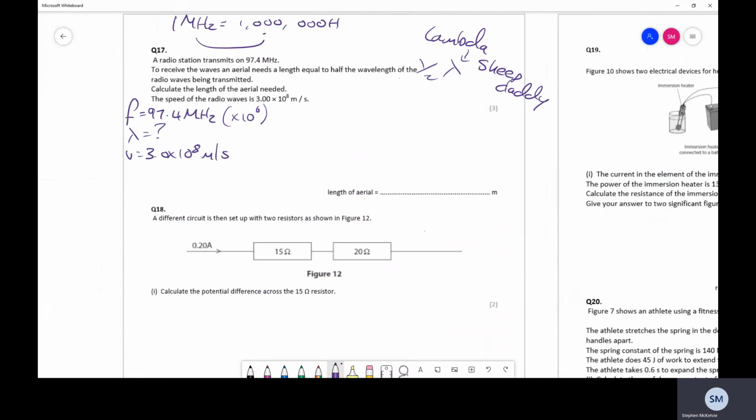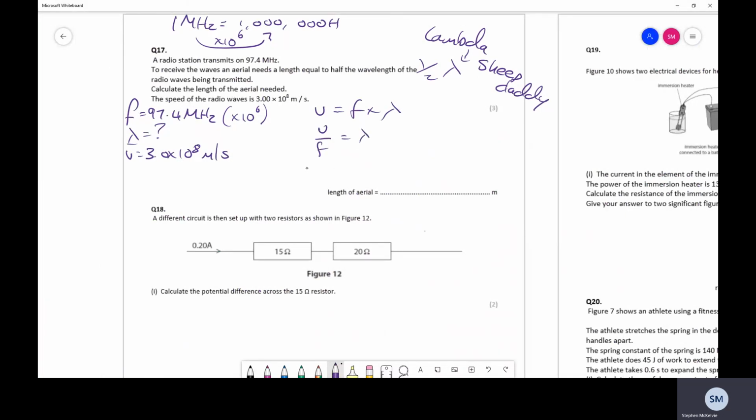So if I want to go from megahertz to hertz, I've got to multiply by 10 to the 6 to find the overall wavelength of the wave. So I'm trying to find the wavelength. V is equal to F times lambda, divide across by V. V over F is equal to lambda.